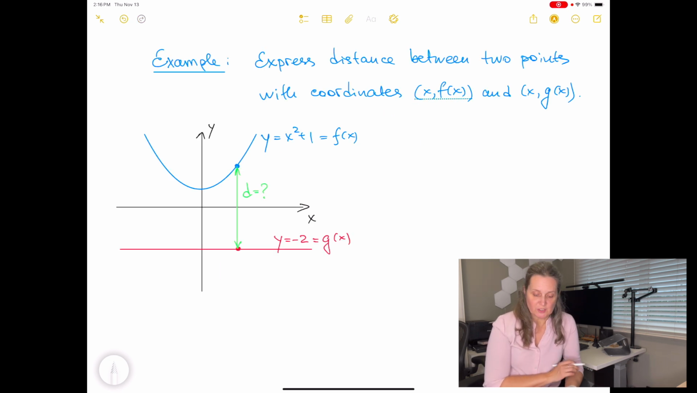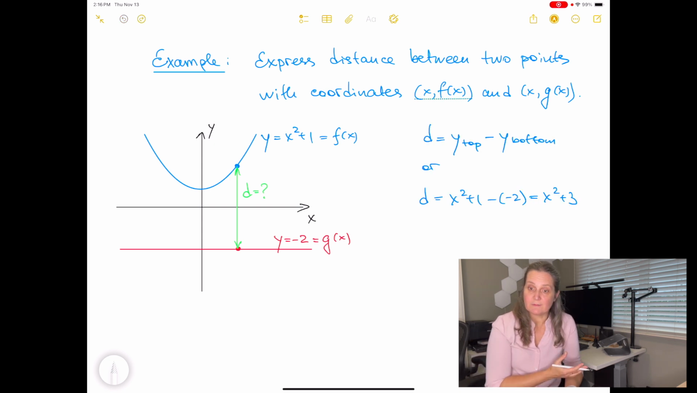If the top function y equals x squared plus 1, this is our function f of x, and the bottom function is the horizontal line y equals minus 2, this is our function g of x, then the distance between point that lies on a parabola and the point with the same coordinate x that lays on the line is just the difference between f of x and g of x.